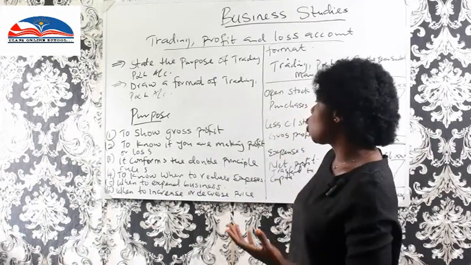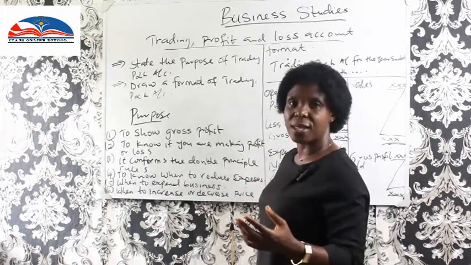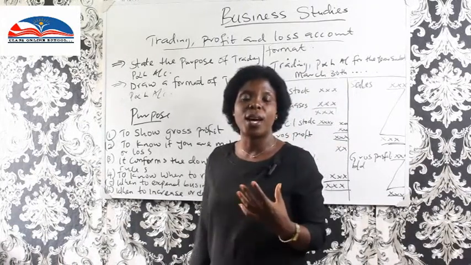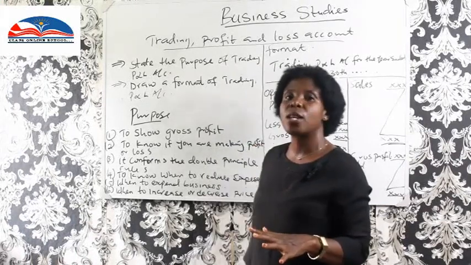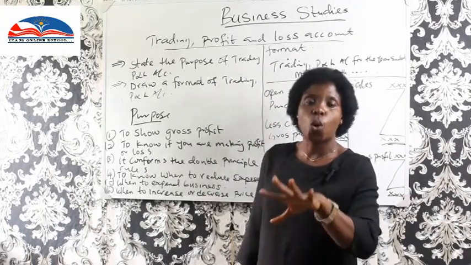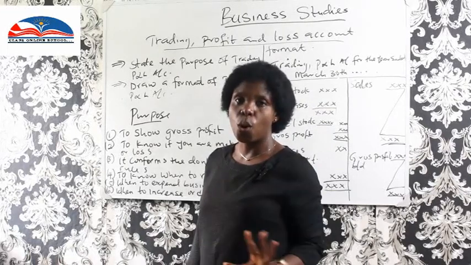And then the fourth is to know whether to reduce expenses. If you are spending more than you are expected to spend, you will cut down on expenditure. The trading profit and loss account helps you to know whether you need to cut down on expenditure or not.